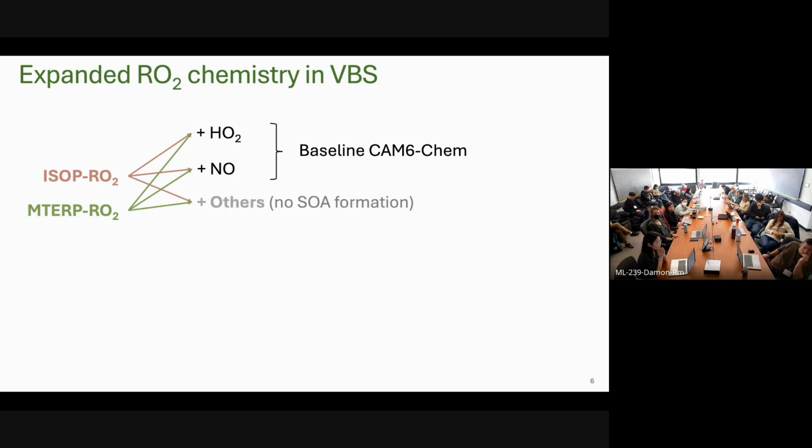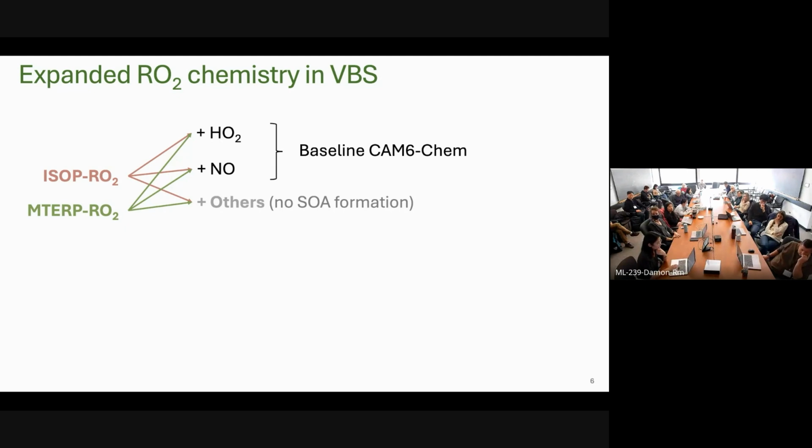We included three other types of RO2 reactions on top of that. The first one we call others. These are the reactions that are included in MOZART but not in VBS. This includes the isomerization of isoprene RO2, and also the RO2 reaction with acetylperoxy and methylperoxy radicals. These reactions do not form any SOA. We just include them here to be consistent with MOZART.